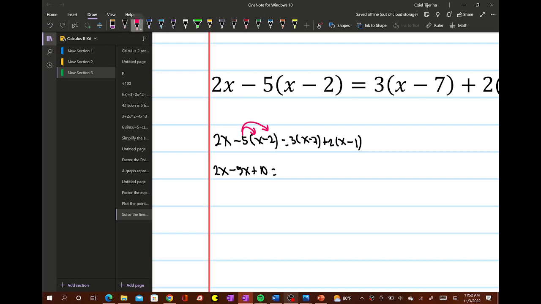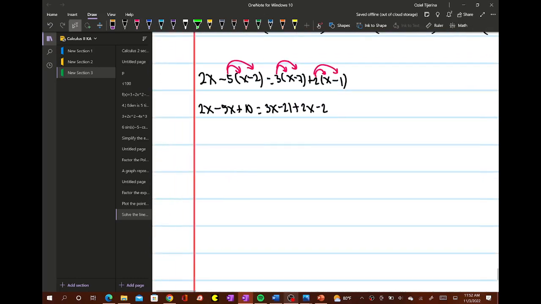And then this is equal to 3 times x minus 7, so 3x minus 21, plus another distributive property here, 2x minus 2, right? So then it's a matter of combining like terms. That gives you negative 3x plus 10 equals, and then you have a 3x here and a 2x over here, so that'll be 5x, and then negative 21 minus 2, that's going to be, I'm sorry, negative 23. So minus 23, right?